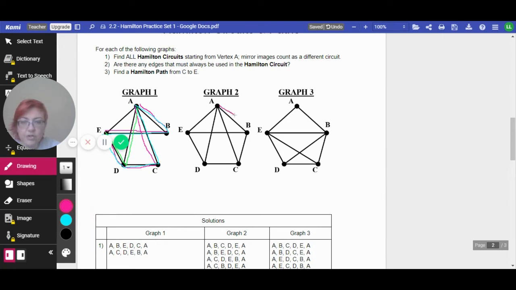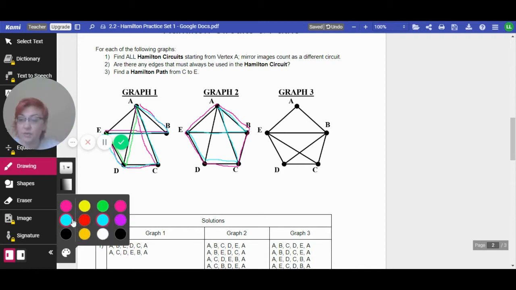All right, so here was the first one, A to B to C to D to E to A. That was the first. Then I could have gone A to B, then over to E, D, C, A. There's no other way for me to go if I go from A to B, so we're going to switch from A to C.